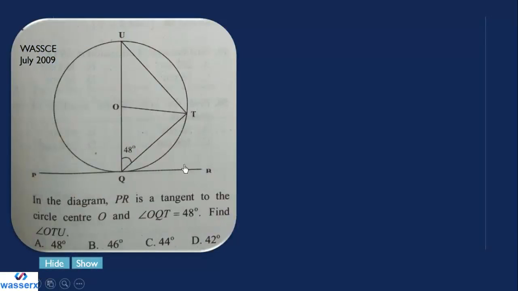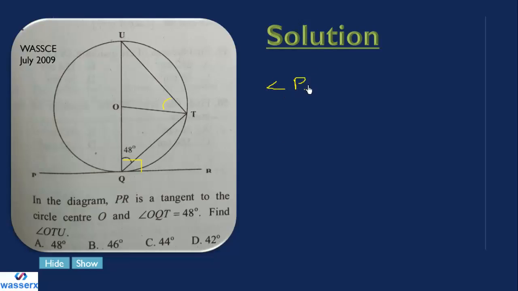We have this one from Bosse 2009. In the diagram, PR is a tangent to the circle, and the center of the circle is O, and angle OQT is 48. Find angle OTU. So we are calculating this angle. Now we know the tangent and the radius or the diameter will make an angle of 90 degrees. So this angle over here, angle RQT, is equal to 90 minus 48, and that is giving us 42 degrees. So this angle is 42 degrees.